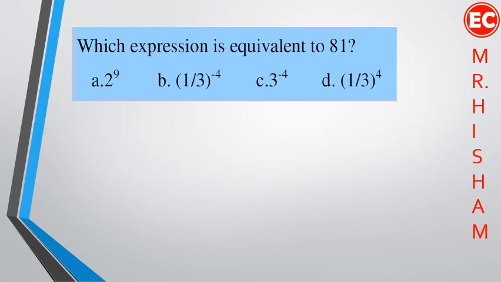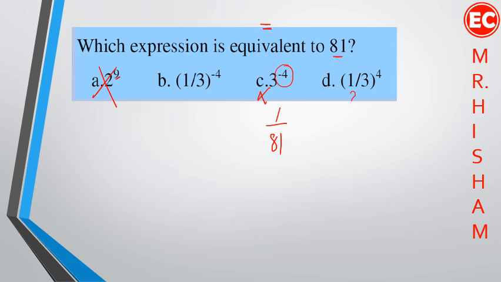Regarding this question, it says which expression is equivalent, and by equivalent I mean equal to 81. Of course, the answer is not 2 to the power of 9. Why? Because 2 is even and 9 is odd, and 2 to the power of any number cannot be odd. So the answer is not A. And at the same time, the answer is not C. Why? Because 3 to the power of negative 4 is 1 over 81, because I'm flipping the answer with its negative power.